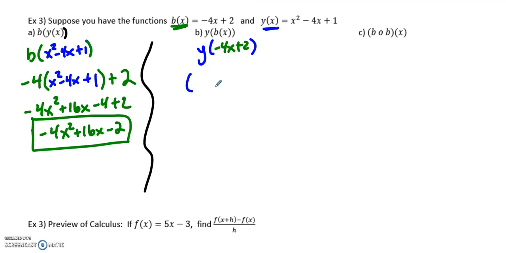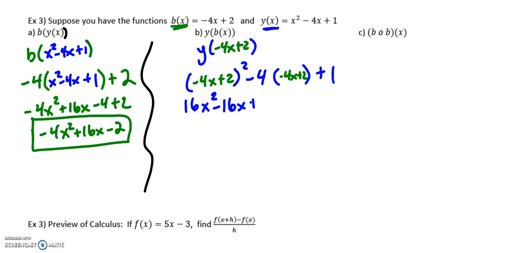So y is normally something squared minus 4 times something plus 1. Before I was just plugging x in, but now I'm plugging in negative 4x plus 2. I just have to go through now and simplify, and I have my answer. So if I look at the first piece, I can FOIL that out, knowing the perfect square foiling becomes 16x squared minus 16x plus 4.